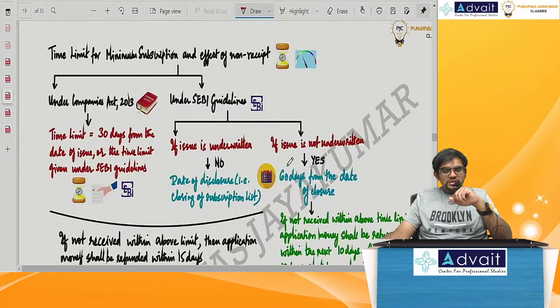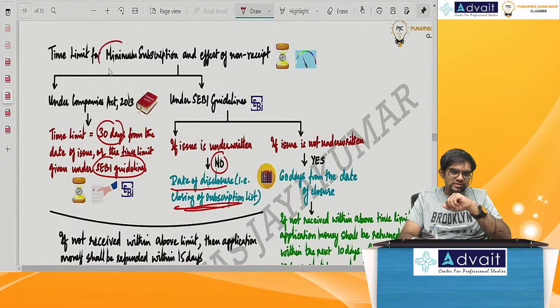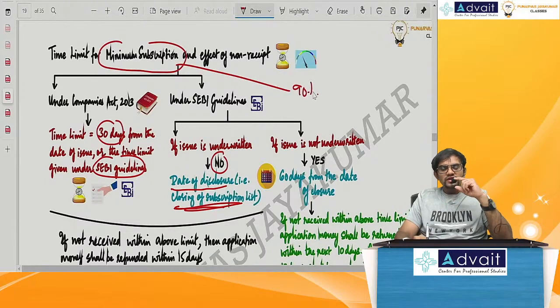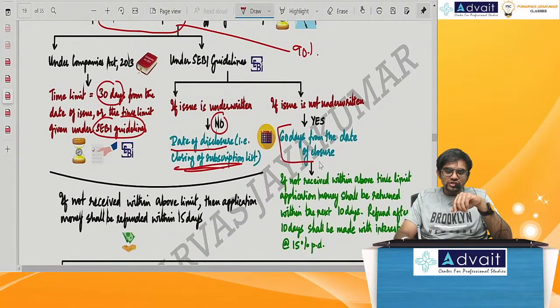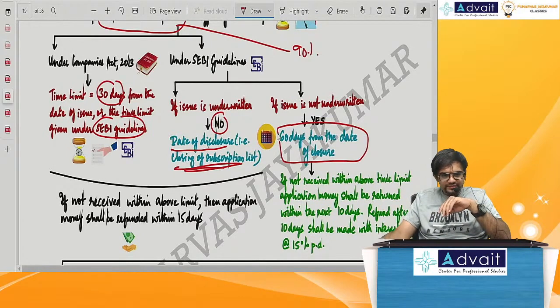Time limit for minimum subscription, very simple. Under the Companies Act, it is 30 days from the date of issue, or the time limit under SEBI. So predominantly SEBI will take over here. For a listed company, SEBI. If the issue is underwritten, the date of disclosure, that is the closing of the subscription list, before that time you have to get the minimum subscription, which is 90%. If the issue is not underwritten, then 60 days from the date of closure of the subscription list. Whoever has subscribed for the shares, when I have ascertained that, within 60 days you should do so. That's the thing, very simple.